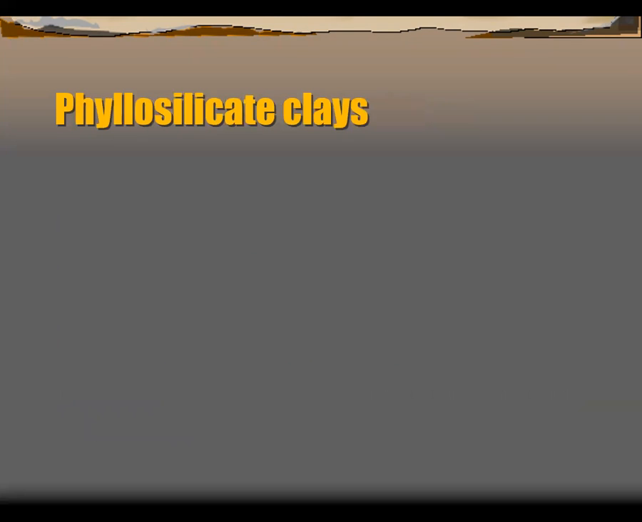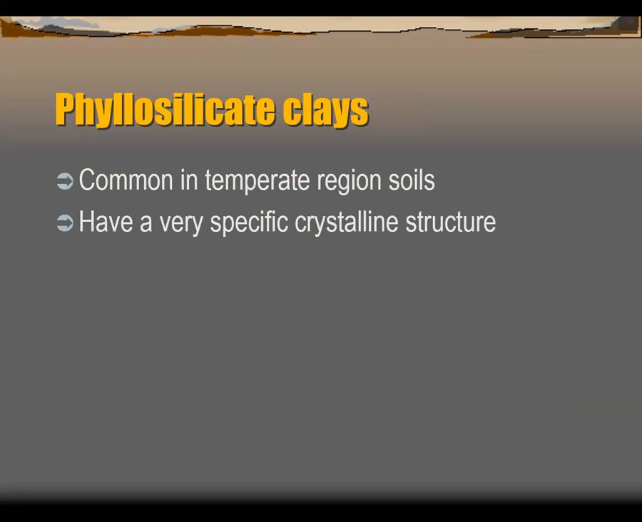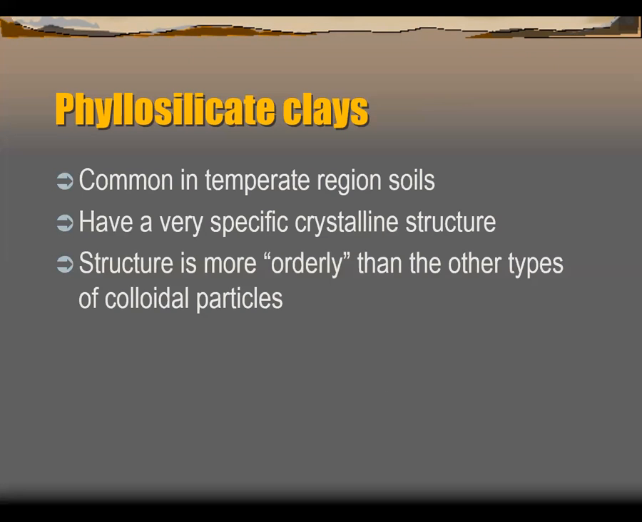So looking at the phyllosilicate clays, these tend to be very common in temperate region soils. The clays we have around here are by and large phyllosilicate in structure. The nice thing about these, as I said, is they have a specific crystalline structure, and I will spend more time probably in the next lecture talking about the structure of these. The structure of these is more regular or more orderly than other colloidal particles. And again, I suspect that's one of the reasons why they're highly studied.